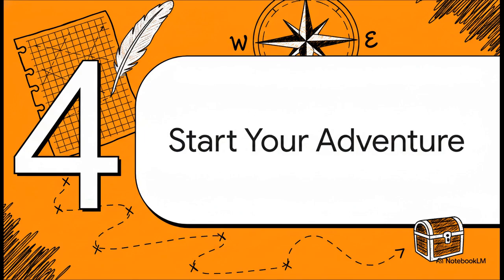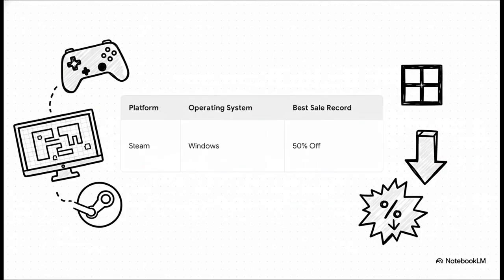So, are you ready to trade in your graph paper for a brand new adventure? Well, getting started is super simple. Here are the quick facts you need to know. You can grab Grid Cartographer right on Steam, and it runs on Windows. And hey, here's a little pro tip for you. Keep an eye out during the big Steam sales, because this thing has been discounted by as much as 50% in the past. That's a great deal.